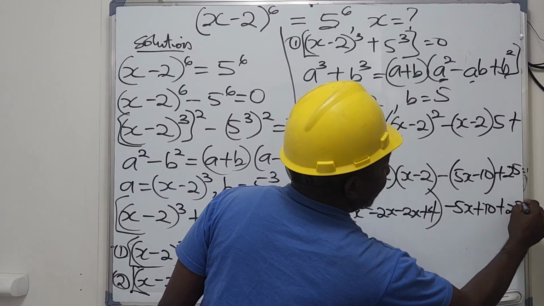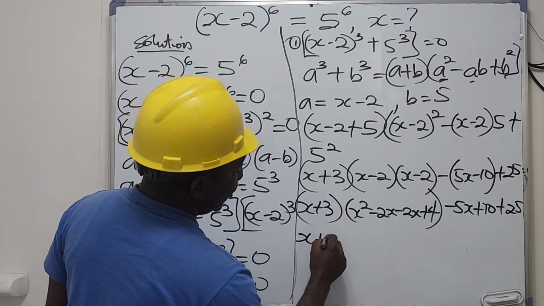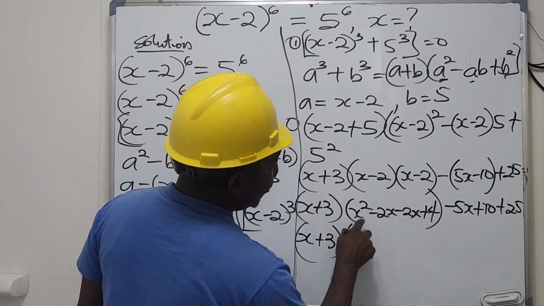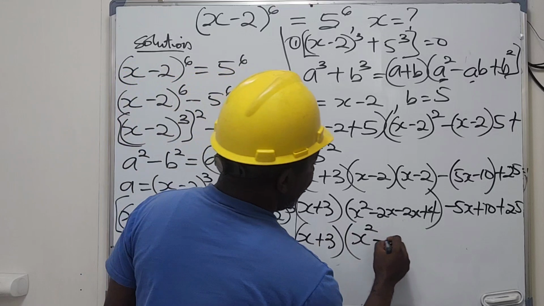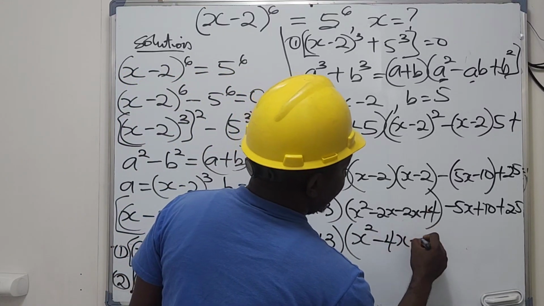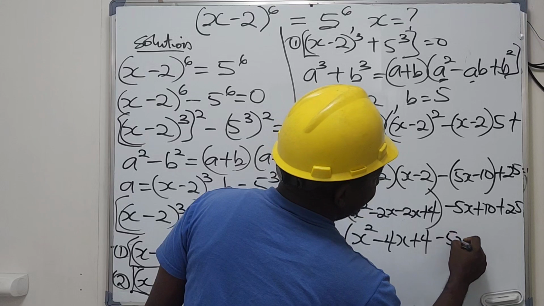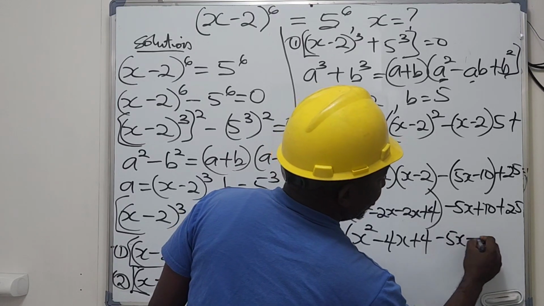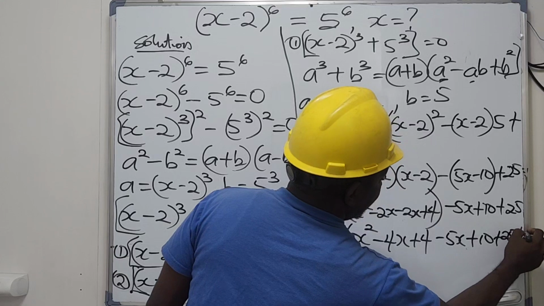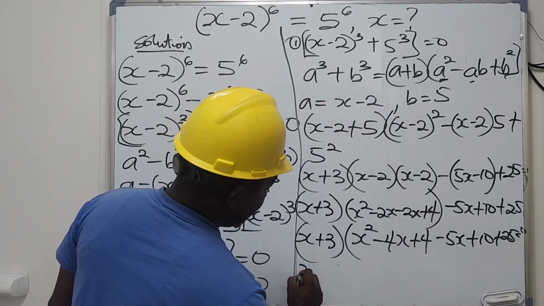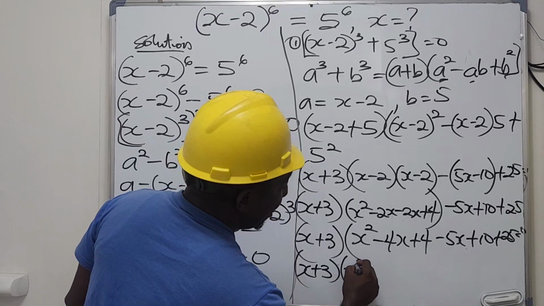plus 25. So in this case, this is the same thing as having (x + 3) into x^2 − 2x − 2x, we have −4x. Then we bring down plus 4. So here will become −5x. Then here will become plus 10 plus 25, all equals 0. So in that case, this is the same thing as (x + 3) into x^2.